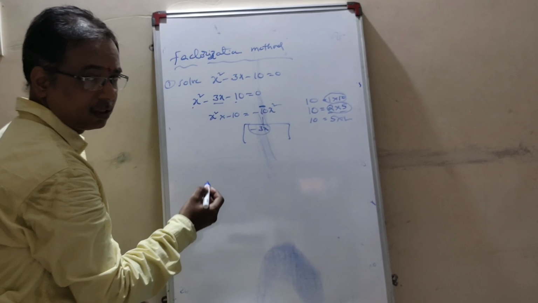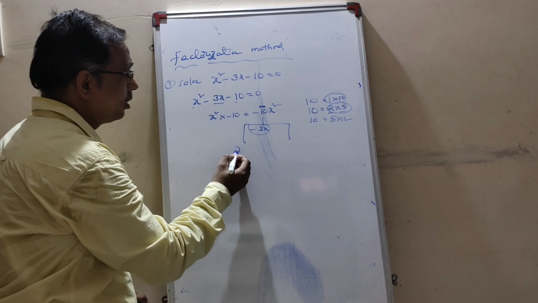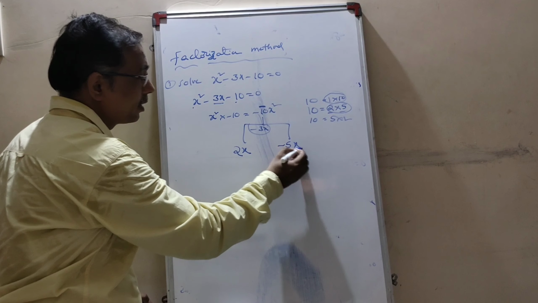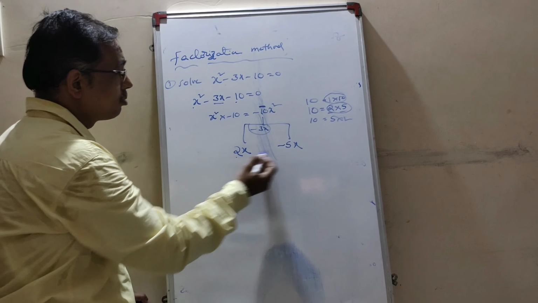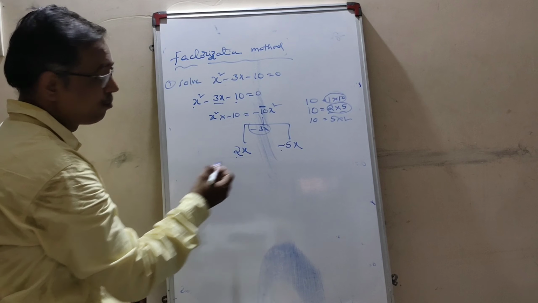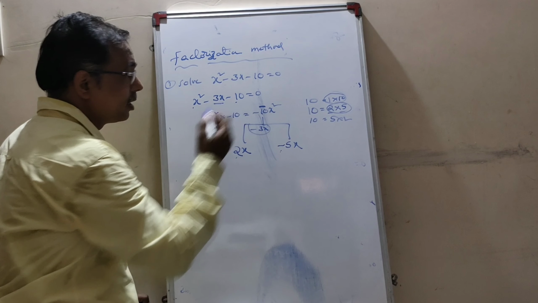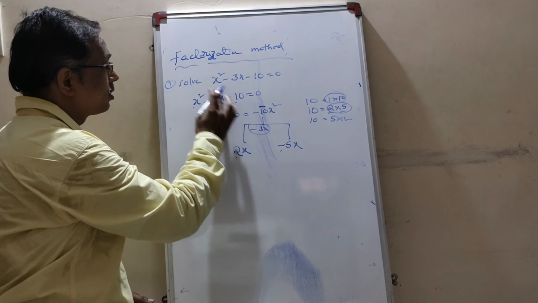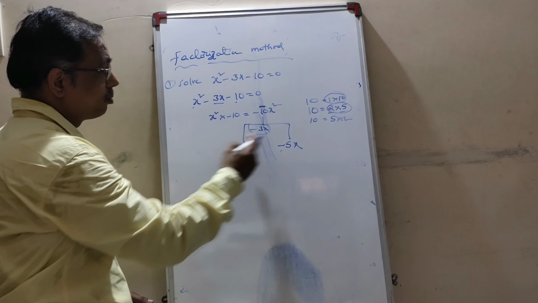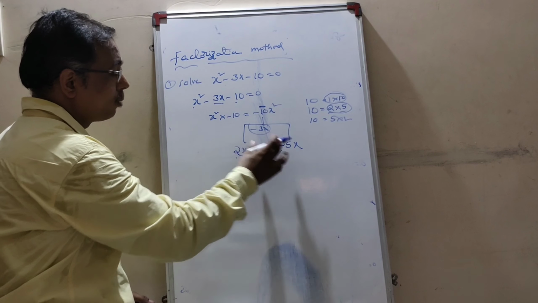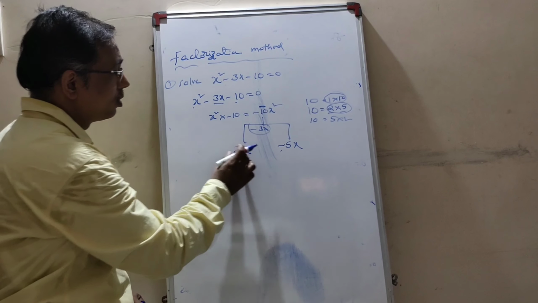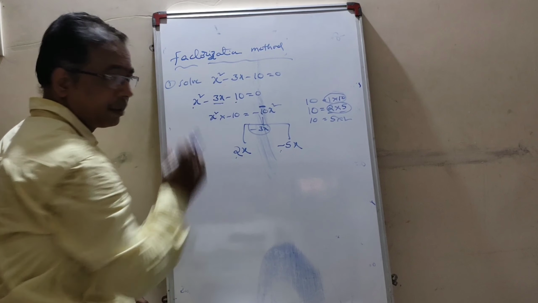So to get minus 3x here, write 2x minus 5x. Why? 2x minus 5x is minus 3x, and 2x into minus 5x is minus 10x square. Like that you have to think. Now the minus 3x can be split into 2x minus 5x. So those two terms are obtained from the factors of minus 10x square. These are called the suitable factors for this minus 3x.